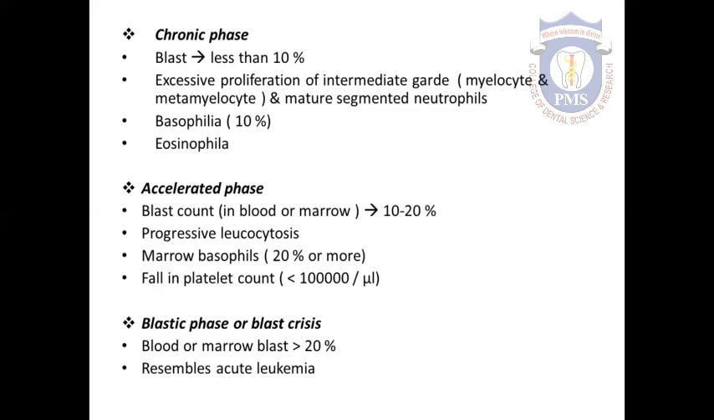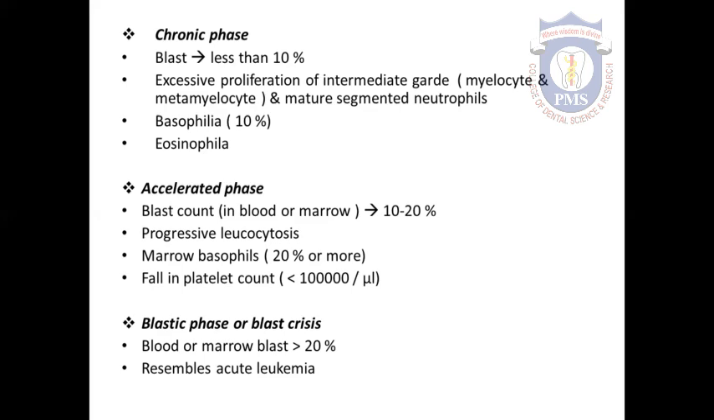So in the early stages of the chronic phase, there will be mild thrombocytosis, but when the patient enters the accelerated phase, the platelet count starts falling, and it will usually be less than 1 lakh per microliter in the accelerated phase. The next stage is the blastic phase or the blast crisis, in which the number of blasts in the peripheral blood or bone marrow will be more than 20%, like that in an acute leukemia.